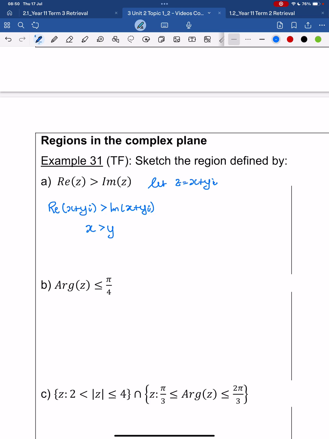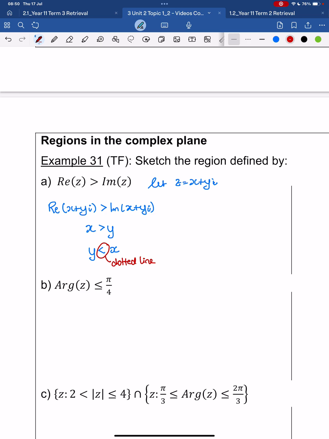Okay, now let's rearrange it so that it looks like an equation we know. So let's read it from the right to the left rather than the left to the right. So we're looking for the region where y is less than x. Something to look at is that it's less than, so I'm expecting some sort of dotted line.